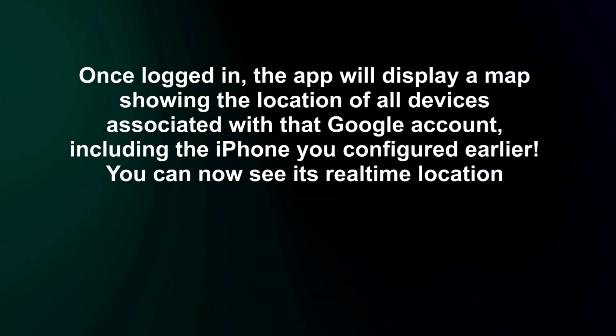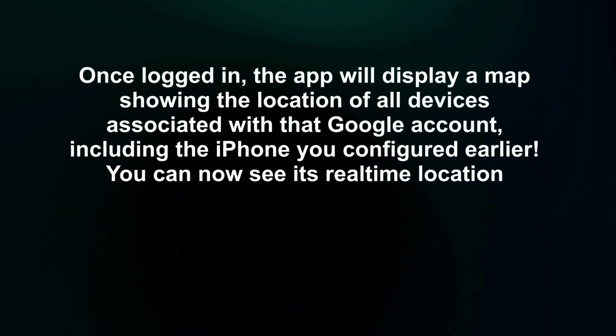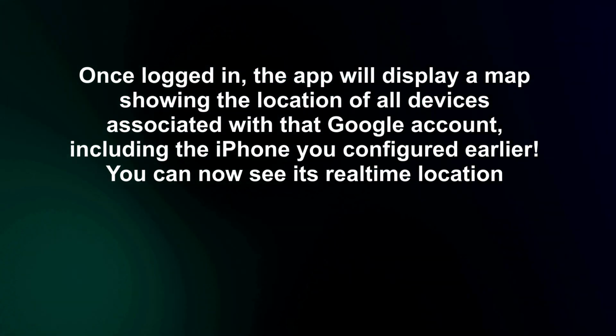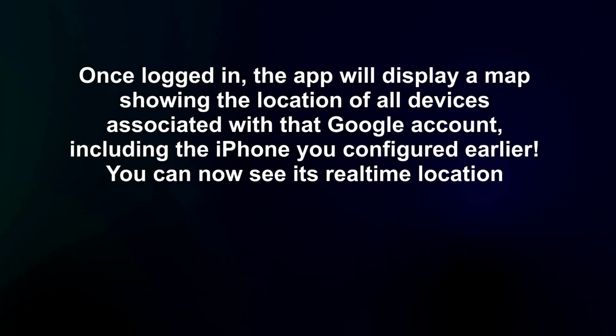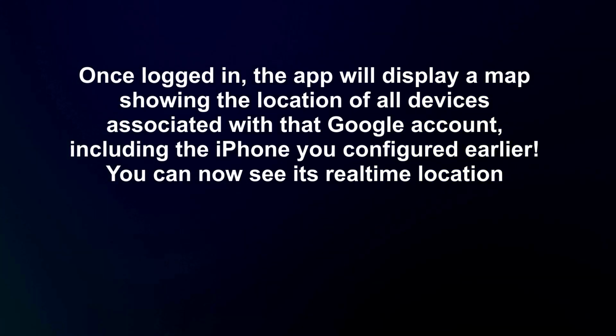Once logged in, the app will display a map showing the location of all devices associated with that Google account, including the iPhone you configured earlier. You can now see its real-time location.